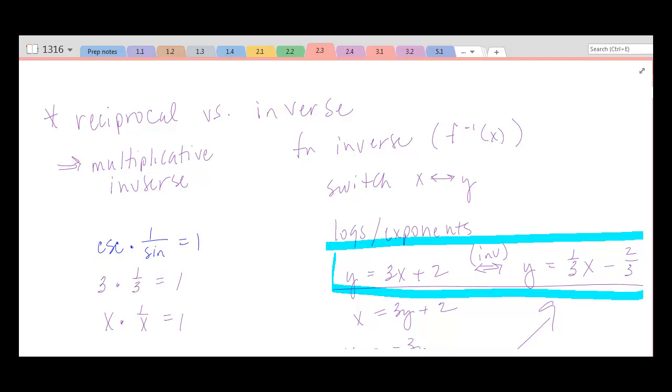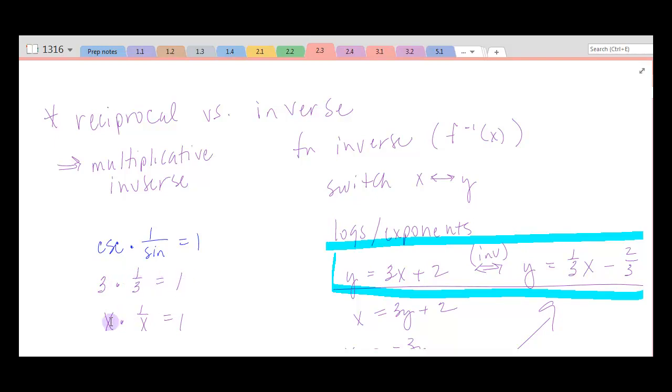Before we go very much further, we need to revisit the idea behind a reciprocal and an inverse, because sometimes they can get confused. When we talk about a reciprocal, we are actually talking about the multiplicative inverse of something. So for example, skip down here to 3 times 1/3. We know that 3 and 1/3 are reciprocals of each other. You should be very familiar with that terminology. And we know that when we multiply these two numbers together, we get back 1.